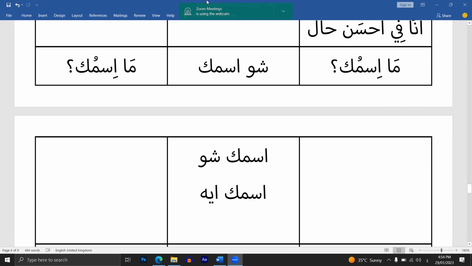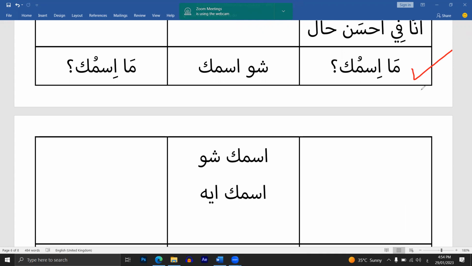Then we want to ask about the name. This is the expression in standard Arabic: ما اسمك? ما اسمكما? And so on. We can conjugate it based on the person we are talking to.